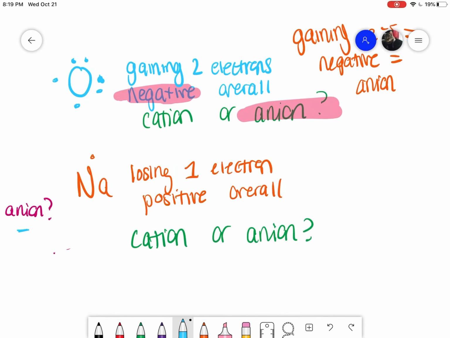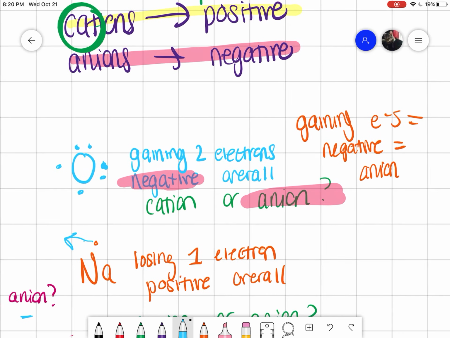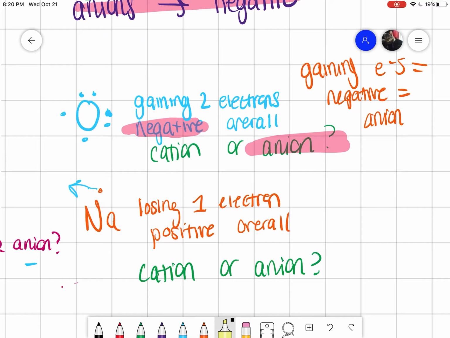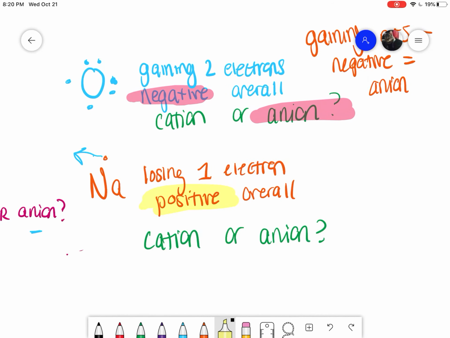Down here, we said that sodium has 1 valence electron, so because it has 1, it's going to lose that 1 to get to 8 valence electrons. And because it's losing electrons and we have more protons, it will have a positive overall charge. If we look up here at our two types of ions, cations are positive and anions are negative. Because this one has a positive overall charge, it will become a cation. And so losing electrons equals positive overall, which equals a cation.